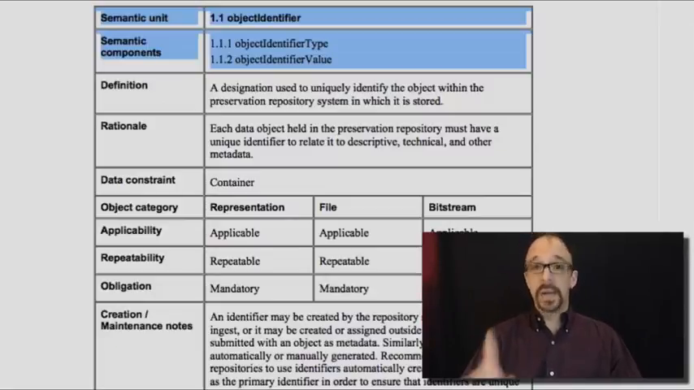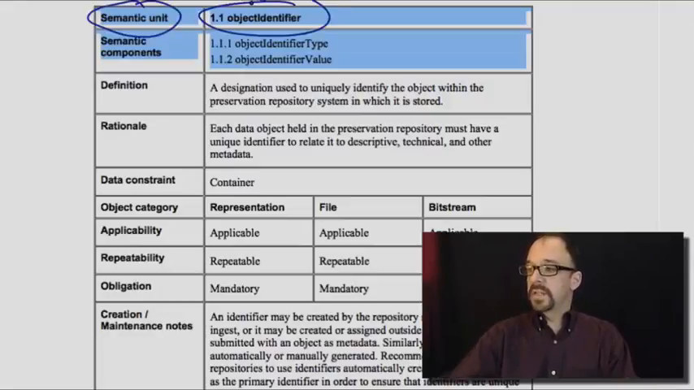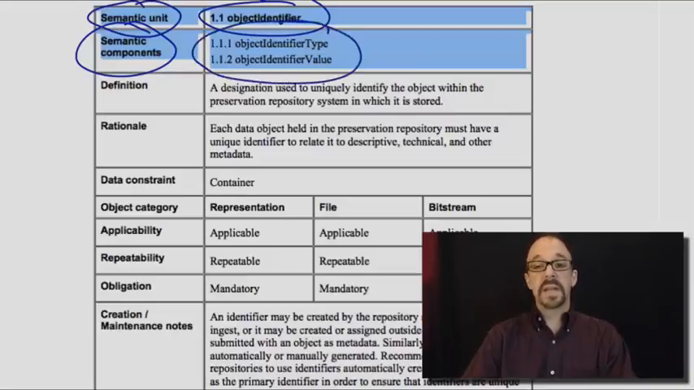So let's actually look at just one of the elements, the object identifier. And again, we're looking at object because I think it's the most basic of the elements, right? If you're describing an object, you want to be able to identify the object. First, the semantic unit is called object identifier. Semantic components, essentially sub-elements, are object identifier type and object identifier value. Sub-elements of the object identifier element. Then we have a definition, rationale, data constraint. This is a container element in that it contains the two sub-elements.